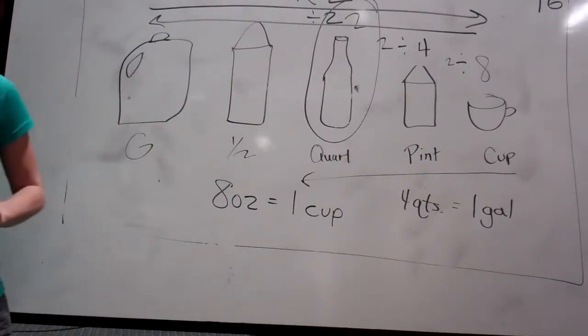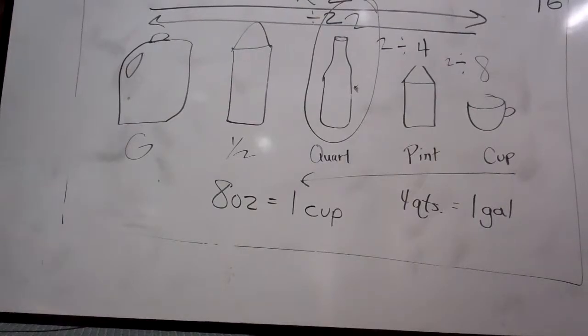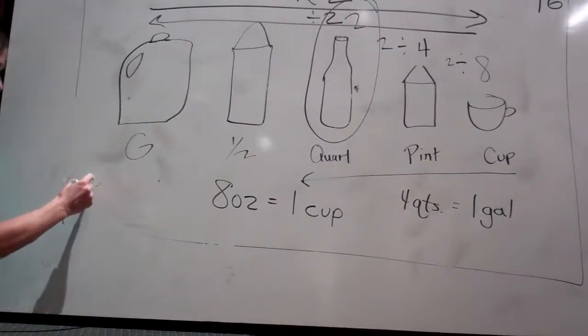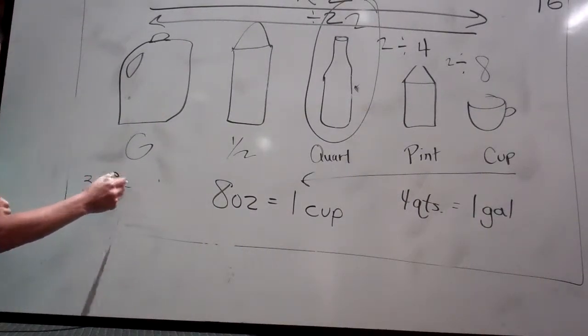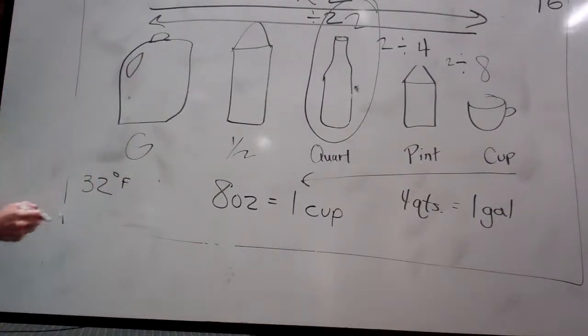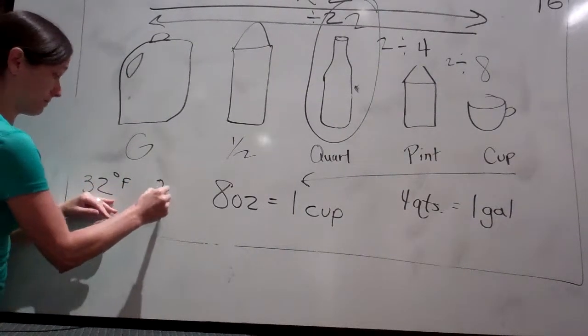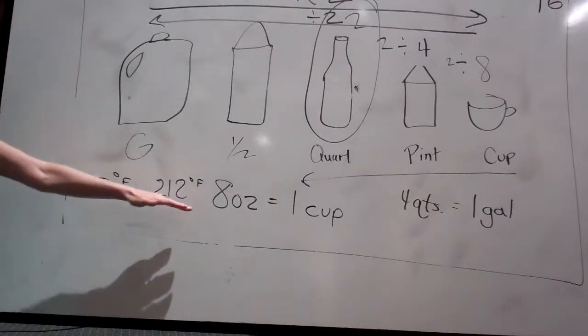All right, last thing. Who knows what the freezing point for the Fahrenheit scale is? 36. 32. Close, good job. 32. Who knows what the boiling point is? Close. 212. Okay, so if we were doing the Fahrenheit scale, 32 degrees Fahrenheit is freezing, and 212 degrees Fahrenheit is boiling.